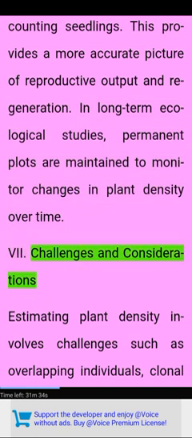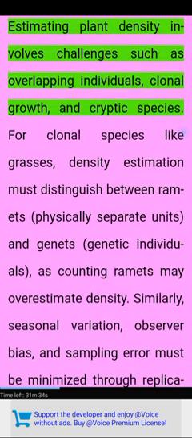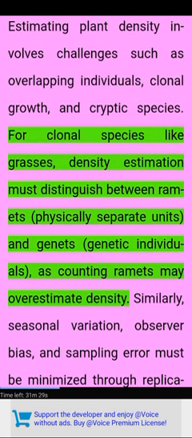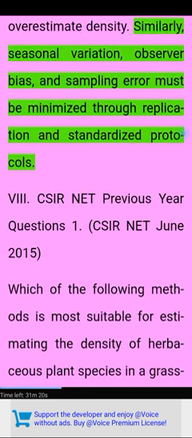7. Challenges and considerations. Estimating plant density involves challenges such as overlapping individuals, clonal growth, and cryptic species. For clonal species like grasses, density estimation must distinguish between ramets, physically separate units, and genets, genetic individuals, as counting ramets may overestimate density. Similarly, seasonal variation, observer bias, and sampling error must be minimized through replication and standardized protocols.